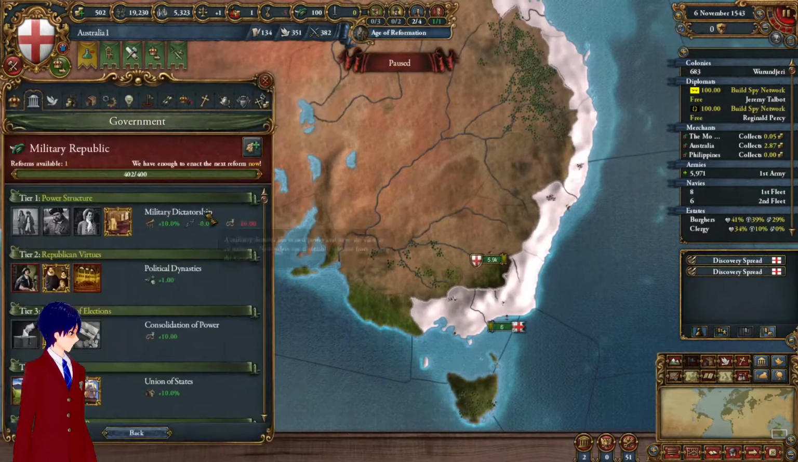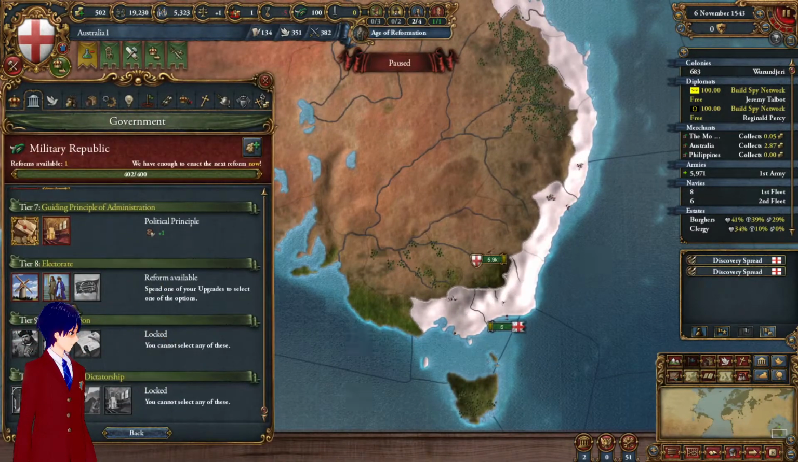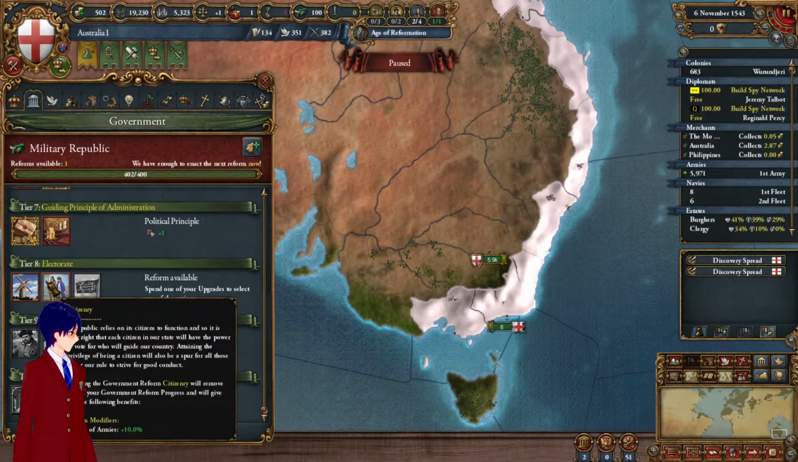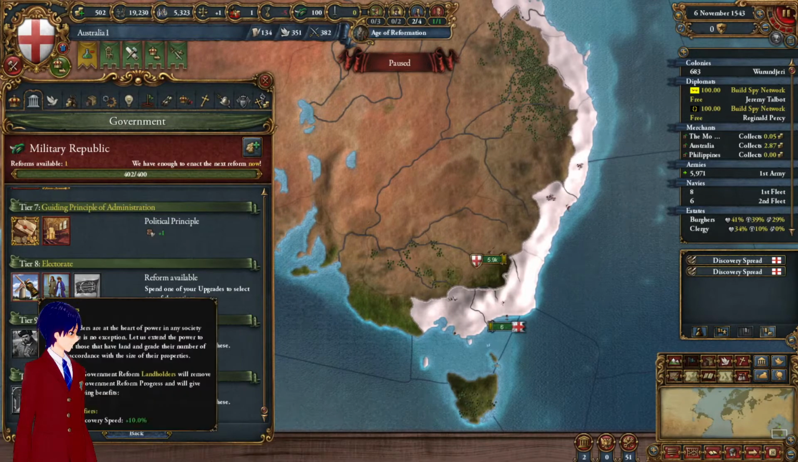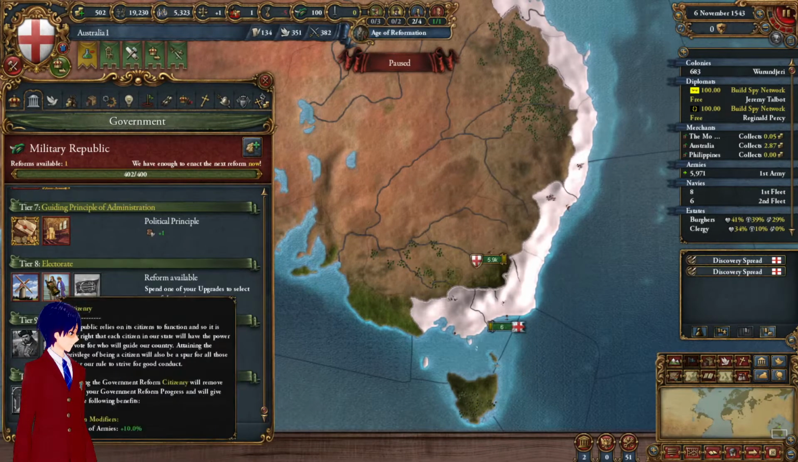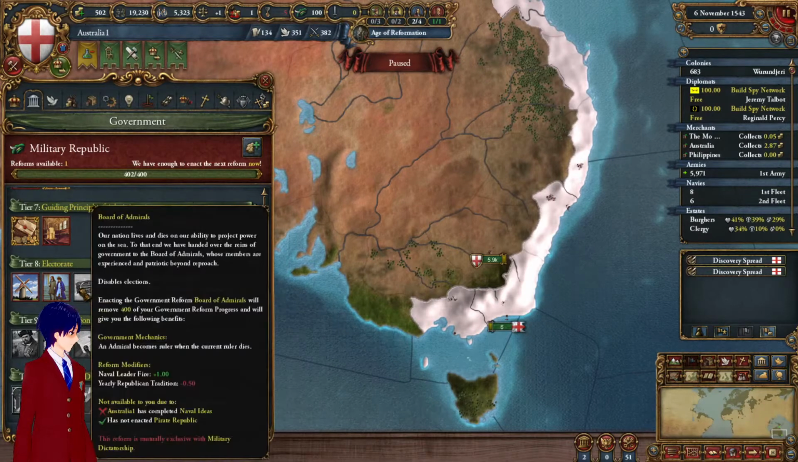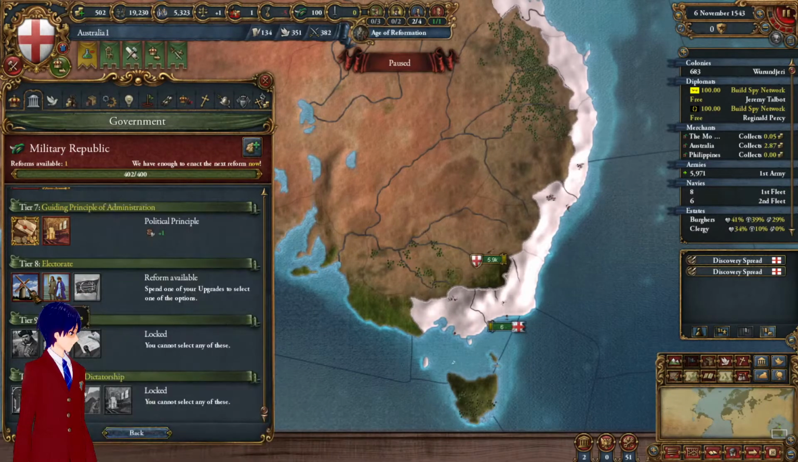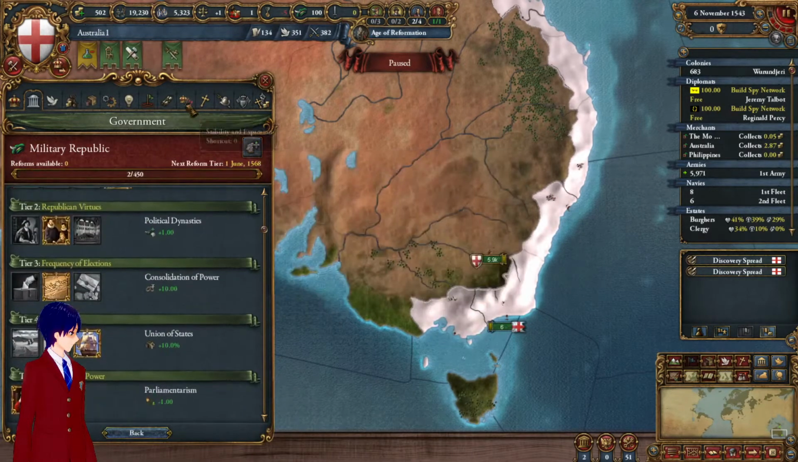Okay. Government reform. Electorate. What is this? Board of Admirals. Huh. No. Landholders.